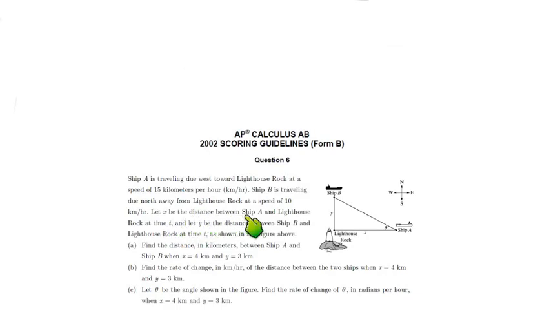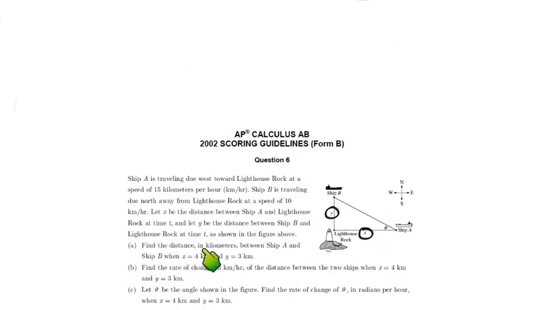Let x be the distance between ship A and the lighthouse. This is x right here. Oh, let's label it. They didn't label it. No wait, it's right here. There's x, and then there's y. It defines it right here. And let x be the distance between ship A and the lighthouse at time t, and let y be the distance between ship B and the lighthouse at time t, shown in the figure above. Actually, it's right here because this is a figure.